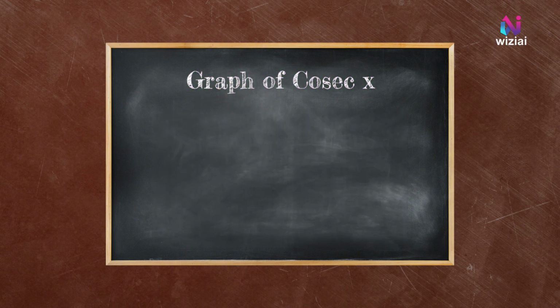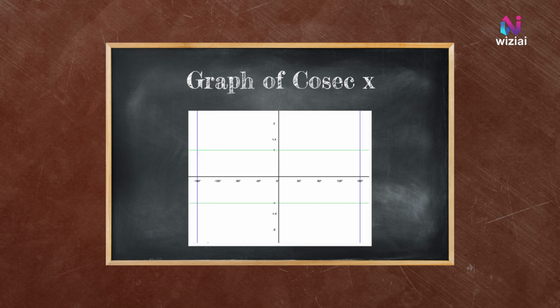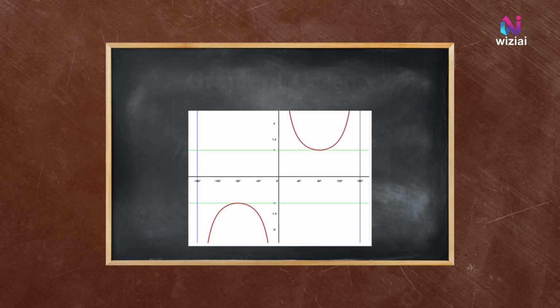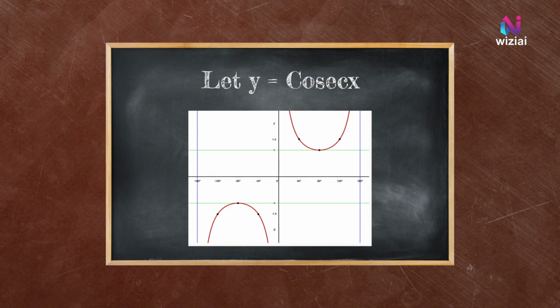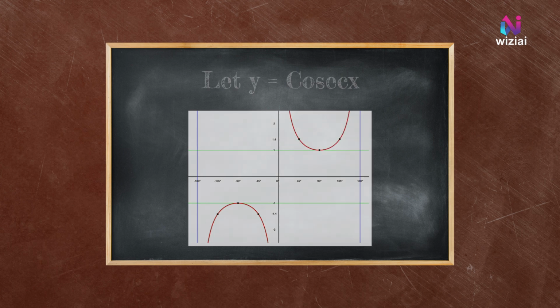Graph of cosec x. Finally, let's observe the graph of cosecant, the reciprocal of sine. Similar to sec x, its graph alternates between upward and downward arches. Since sine ranges only between minus 1 and plus 1, its reciprocal cosec x never lies between those values. That's why you'll notice blank regions around the x-axis, places where the curve simply cannot exist.